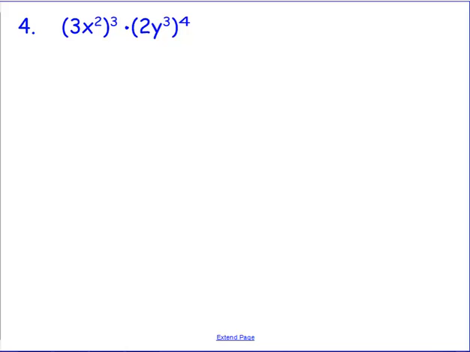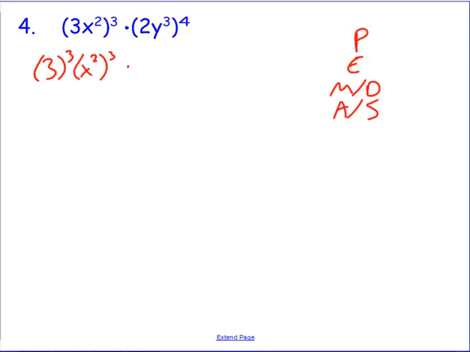Remember back to your order of operations and your PEMDAS concepts, we have to take care of exponents before we can multiply. Therefore, I got to take care of the exponents on each of these. That would mean I have 3 to the third and x squared to the third times 2 to the fourth and y to the third to the fourth. Lots of stuff to take care of here. Please notice the work that I am showing.